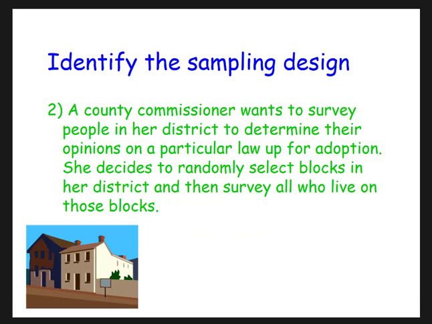Identify this one. A county commissioner wants to survey people in her district to determine their opinions on a particular law up for adoption. She decides to randomly select blocks in her district and then survey all who live on each block. Again, we're dividing the population, in this case the commissioner's district, into groups, but those groups are not selected by a common characteristic. They're selected by location, ease of access. So this is going to be a cluster sample.